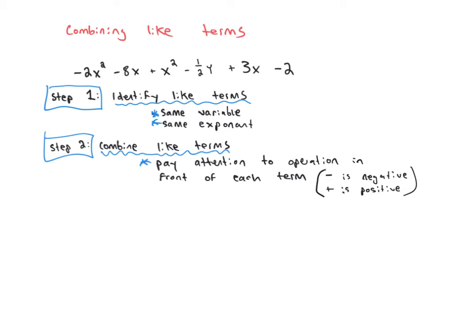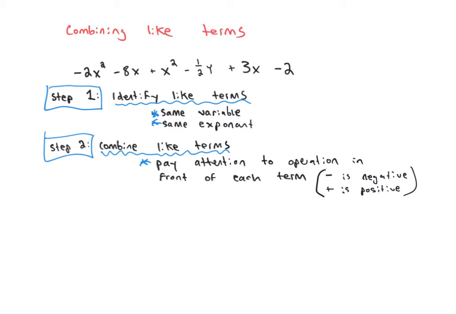In this example, we're going to go over combining like terms using this long expression: negative 2x squared minus 8x plus x squared minus 1/2 y plus 3x minus 2. We're going to follow these steps.